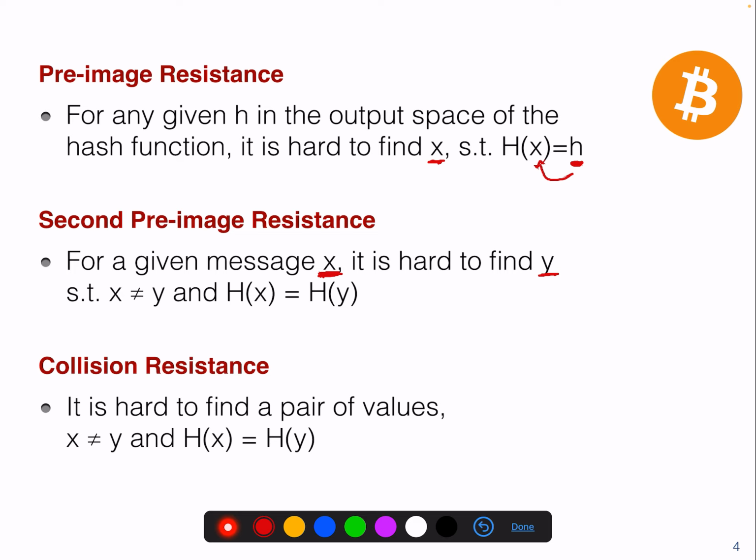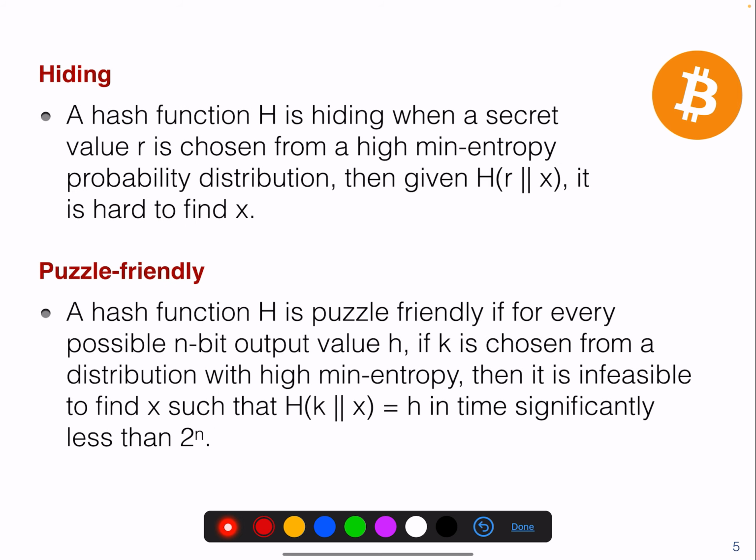And then we have collision resistance. It is hard to find a pair of values, again an x value and a y value that are different from each other, such that h of x equals h of y. All right, so these are the first three properties that we're looking at.